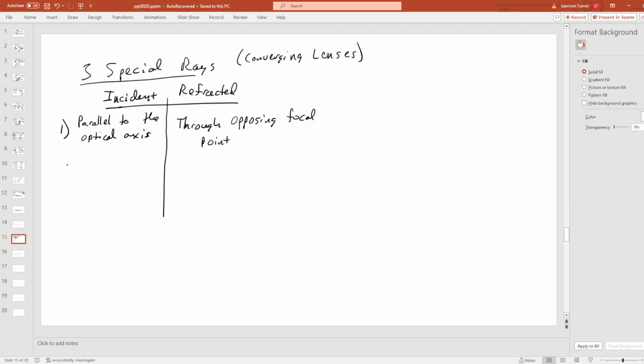Okay. A second one is if the incident beam goes through the near focal point, then it emerges parallel to the optical axis.